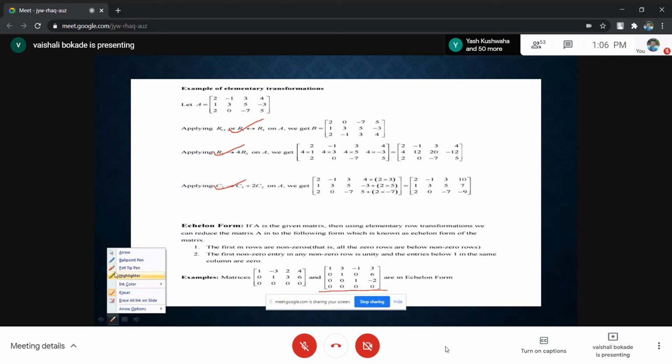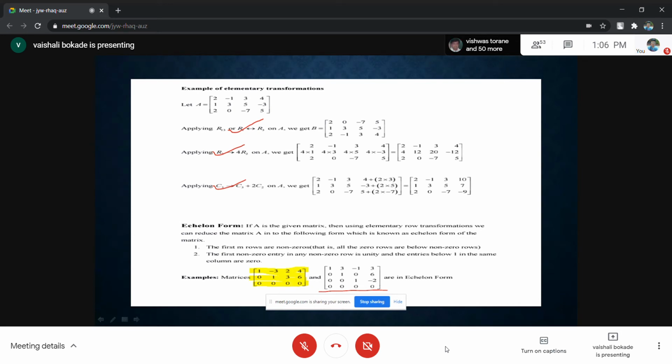Now everybody concentrate on this first matrix here. We are assuming we already have this matrix in echelon form. So after converting the given matrix to echelon form, how many non-zero rows are there? For this colored matrix here, the number of non-zero rows is 2.